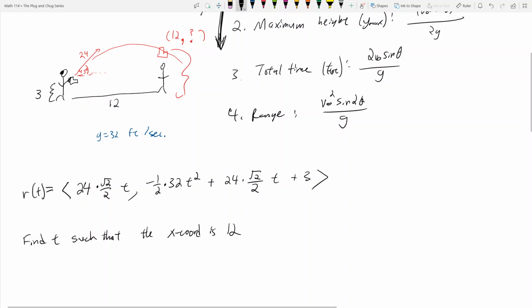So let's find t. What's 24 times root 2 over 2? That's 12 root 2, so 12 root 2 t is equal to 12. This is the x-coordinate.